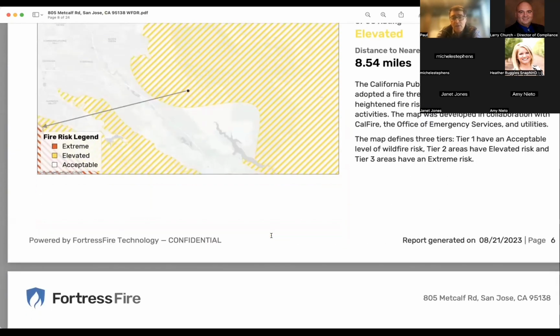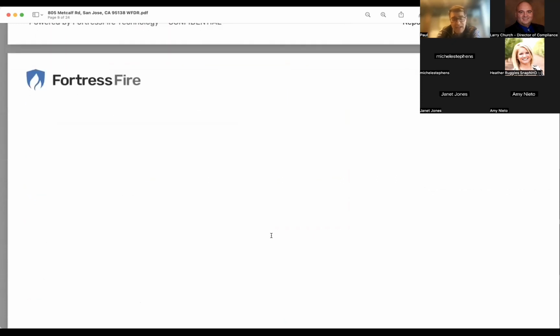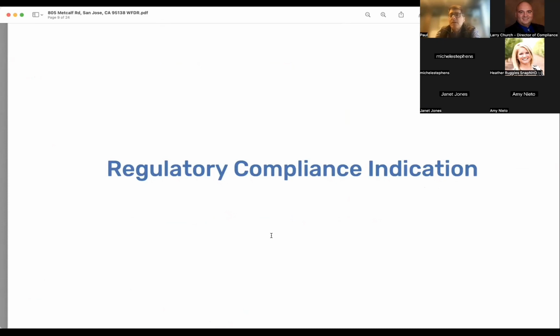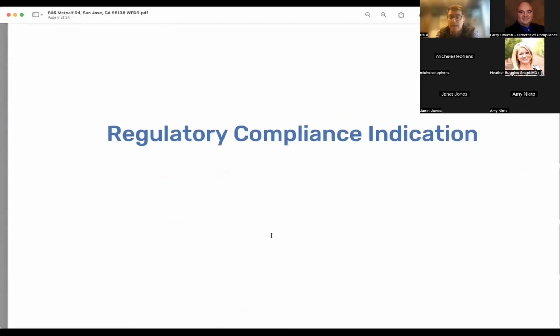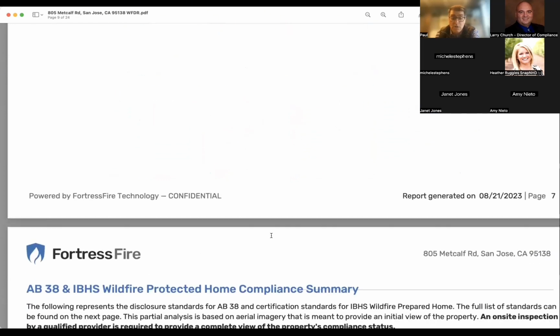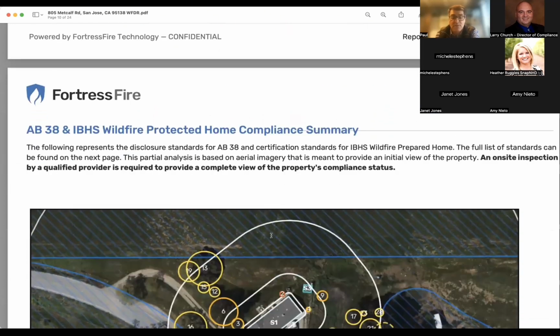So now that we know the general hazard here and the fact that we're subject to AB 38, the next part of the report is geared towards understanding regulatory compliance. This is an indication, right? The only way that you will know if you are compliant is if CAL FIRE comes on site and does their inspection, or a local agency that has responsibility.